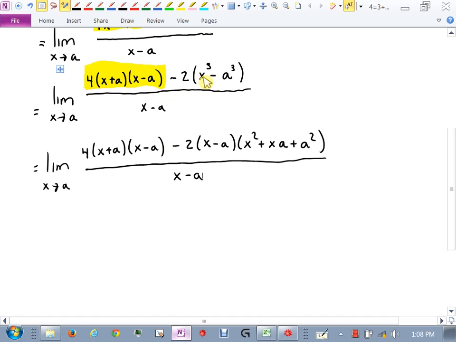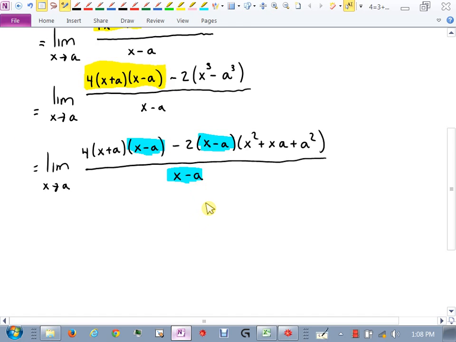All right, so this difference of cubes became this thing right here. And then the negative 2 is out front, and then this was this. Notice that you have x minus a in each factor. In the top right here, in this factor, you can pull an x minus a out of this one, and then cancel it with the bottom. So can I just cancel them now?